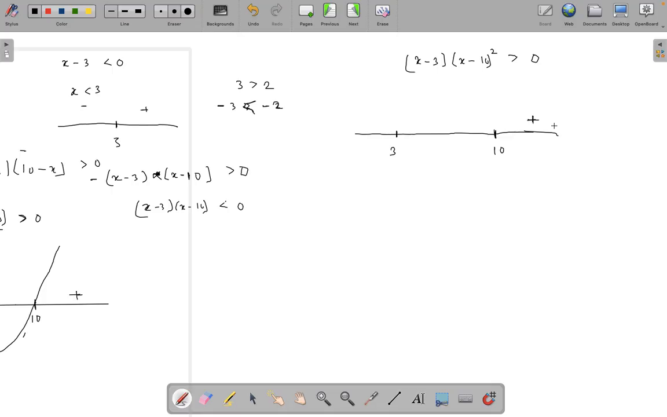So the square will still be positive. So it will still be positive. So in this range, it will still be positive. But if it's below 3, then it should be negative.